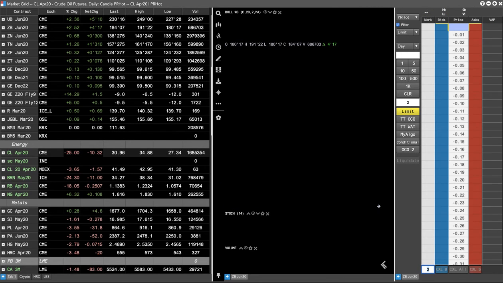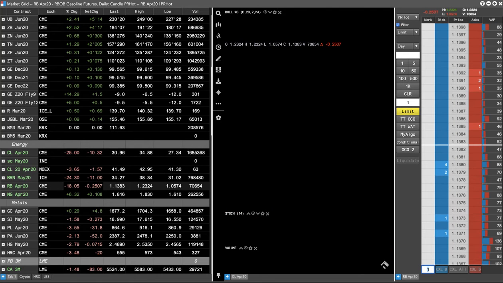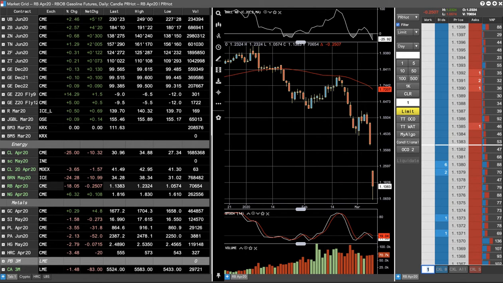Crude's down 10.32, 25%. Massive dump in crude. Brent down 11, also 24%. Gas futures, RBOB, are down 25. It's about an 80% drop in the price of gasoline futures.